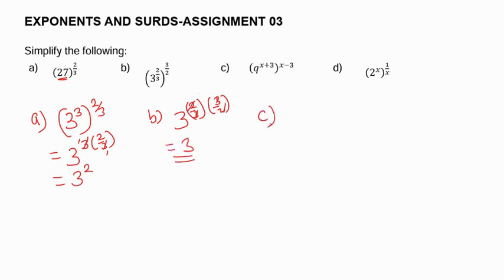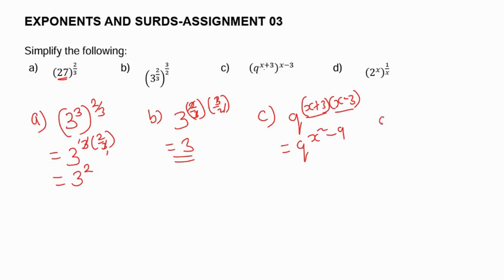And then C, raising a power to a power again. So it's q to the power x plus 3 times x minus 3. So this leads to difference of two squares. So it's going to be q to the power x squared minus 3 squared, which is 9. So it's q to the power x squared minus 9.